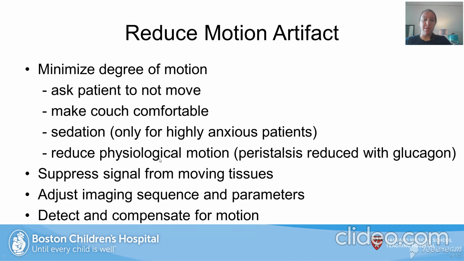You also want to reduce the physiological motion. So for peristalsis, for example, you can reduce that with glucagon. If you can reduce physiological motion, that would be ideal. You can also suppress signal from moving tissues, adjust imaging sequence and parameters, and detect and compensate for motion. So I'm going to talk about those.